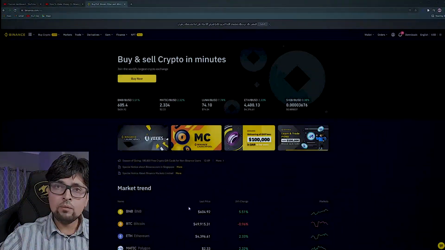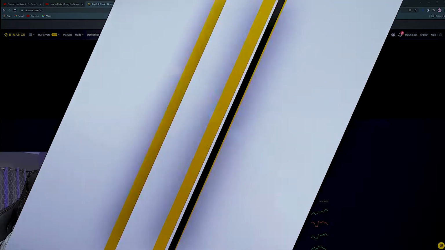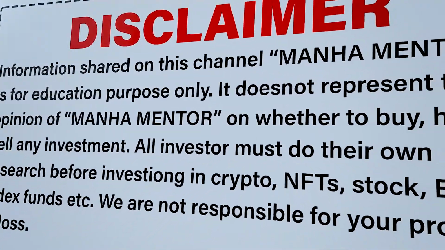So I will share with you a P2P transaction on Binance. Before that, I will just let you know what a P2P is. P2P method is a peer-to-peer method where there is a platform on which two people can do direct transactions between one another.